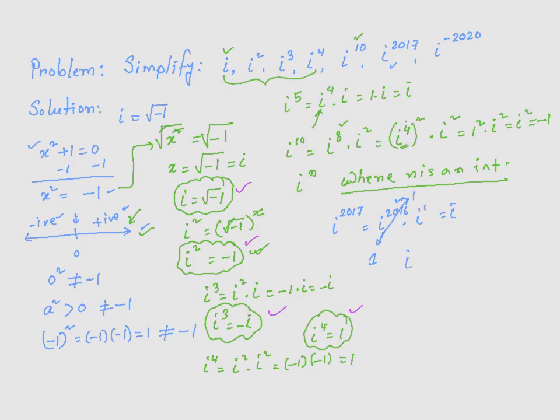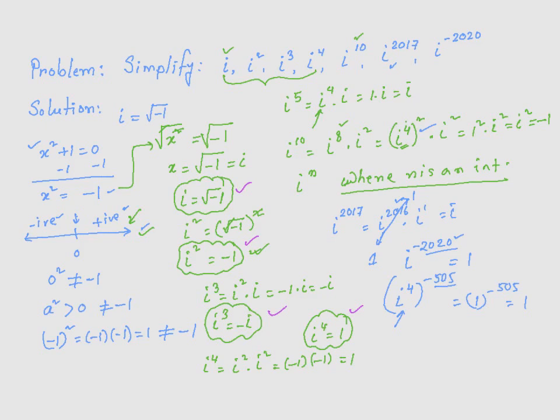Then i to the power negative 2020. By the way, this number is divisible by 4, so it's just going to be 1. You don't have to do anything else. If you want to see the details of how you get it, I'm going to show it here again. i to the power 4 to the power negative 505, because negative 505 times 4 is negative 2020. But i to the power 4 is 1, so it's going to be 1 to the power negative 505. But 1 to any fixed power is always 1. So that's what it is.